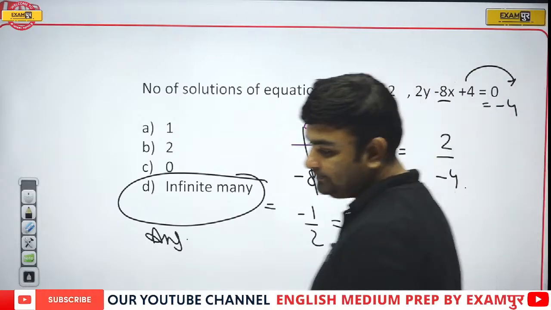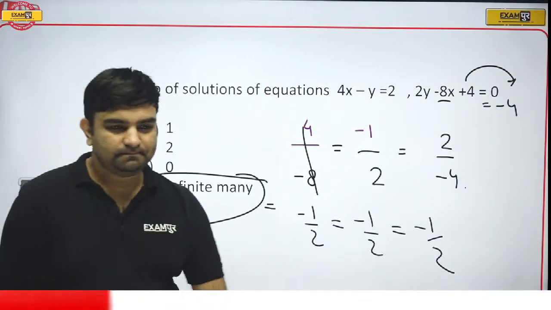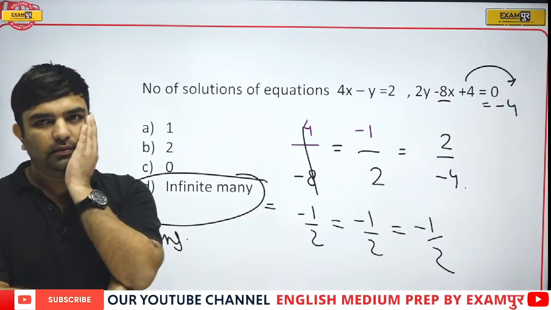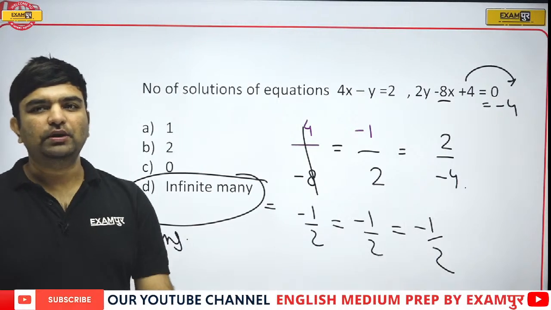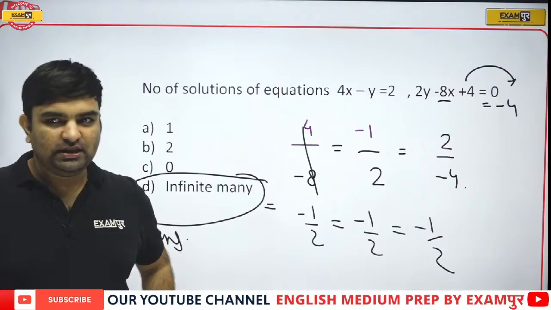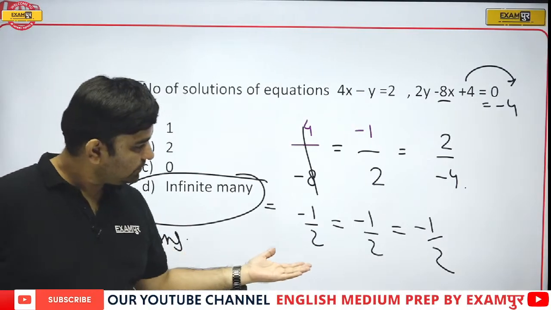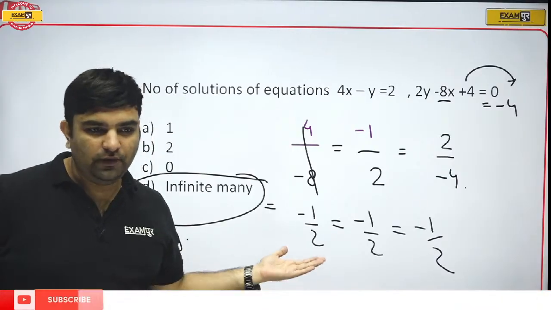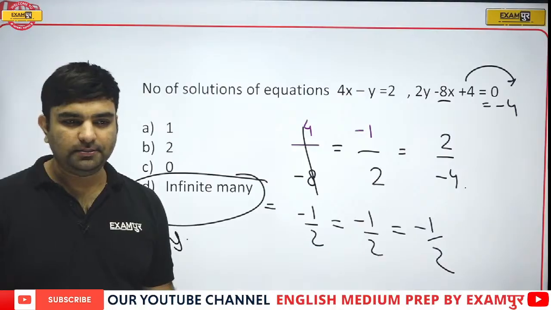Interesting question. A1 upon A2 is equal to B1 upon B2 is equal to C1 upon C2. So this is the condition of infinite many solutions. So you will mark the answer as infinite many.